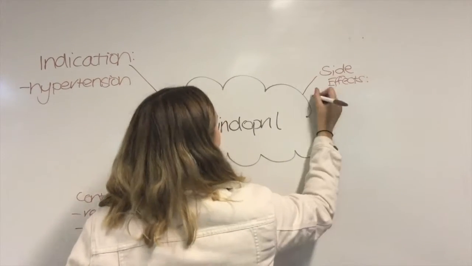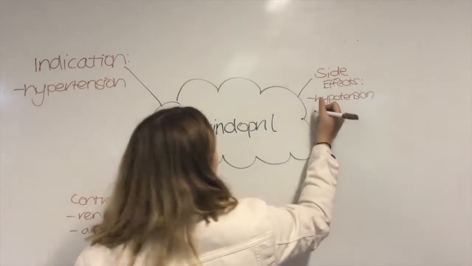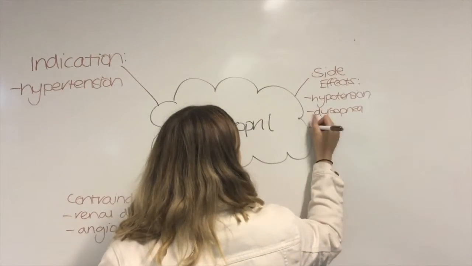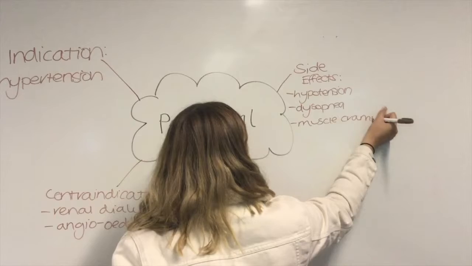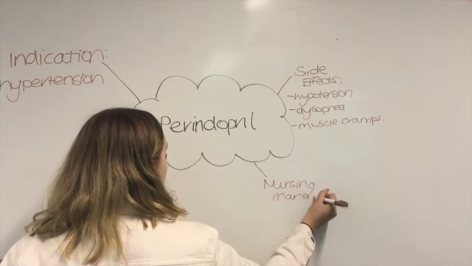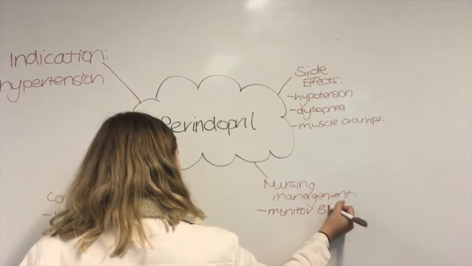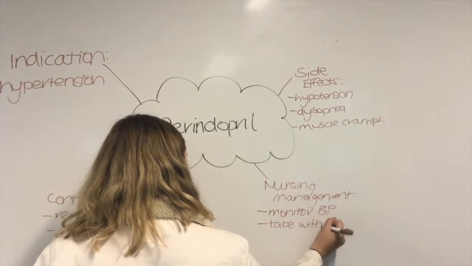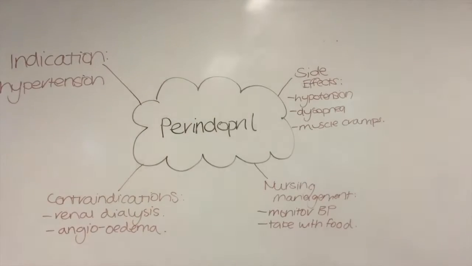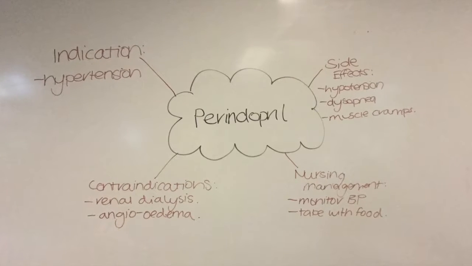Side effects that may be experienced by Sam when taking this medication include hypotension, headache, dizziness, GI upset, visual disturbances, muscle cramps, and dyspnea. Safety considerations and nursing management that the nurse needs to consider while Sam is on perindopril include monitoring Sam's blood pressure to ensure he doesn't experience hypotension, and encouraging Sam to take perindopril with food to avoid GI upsets and minimise muscle cramps.